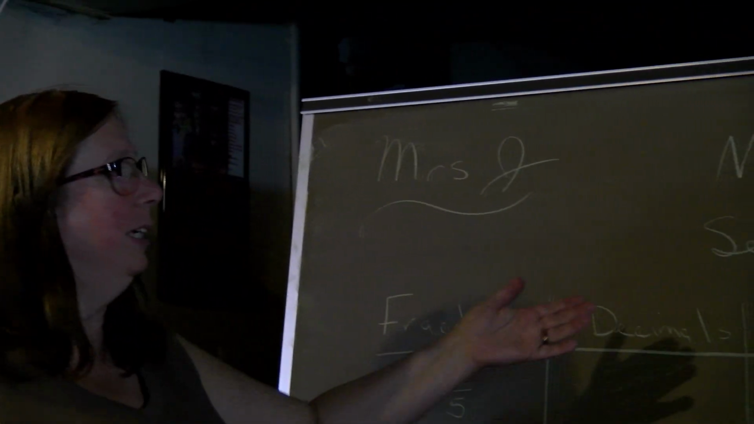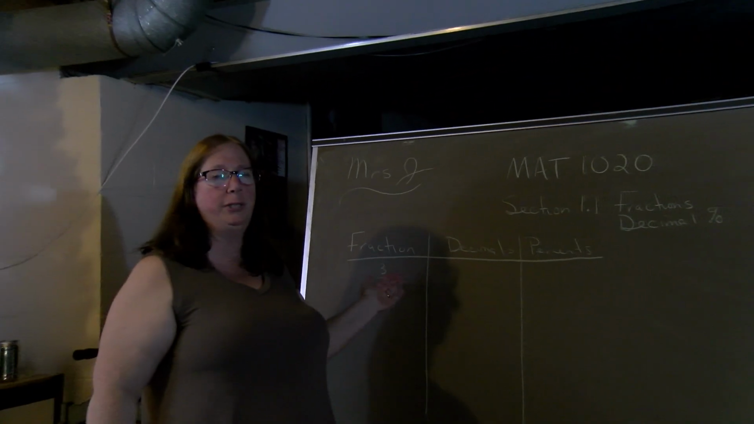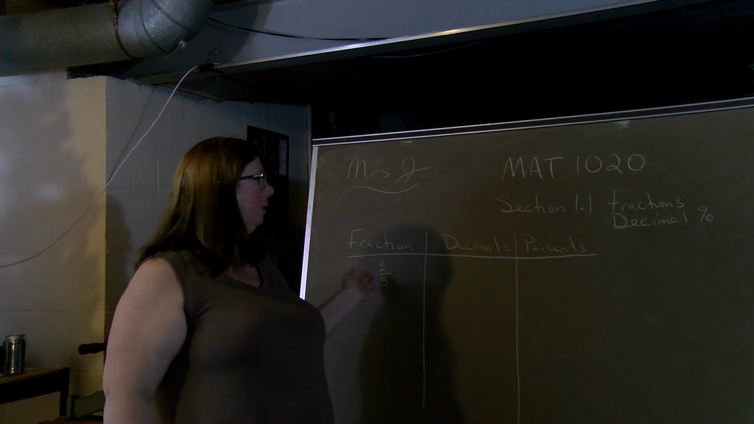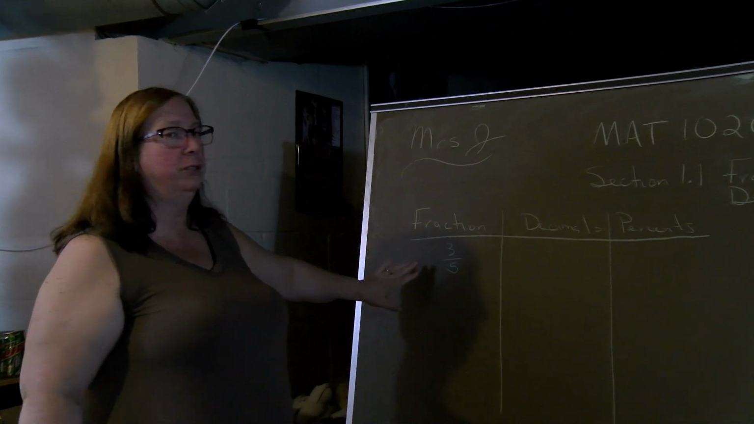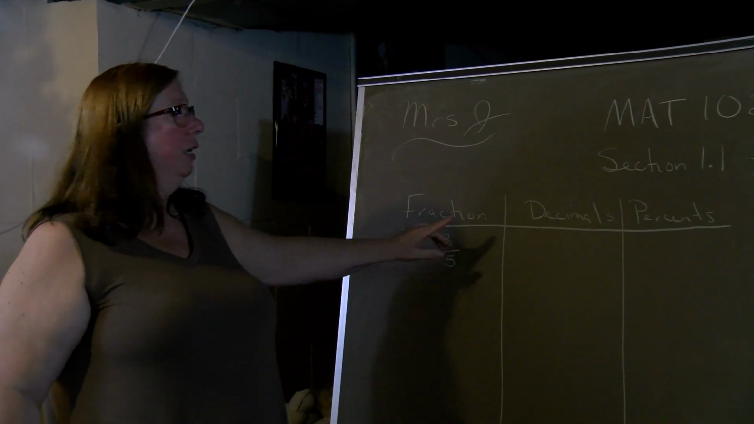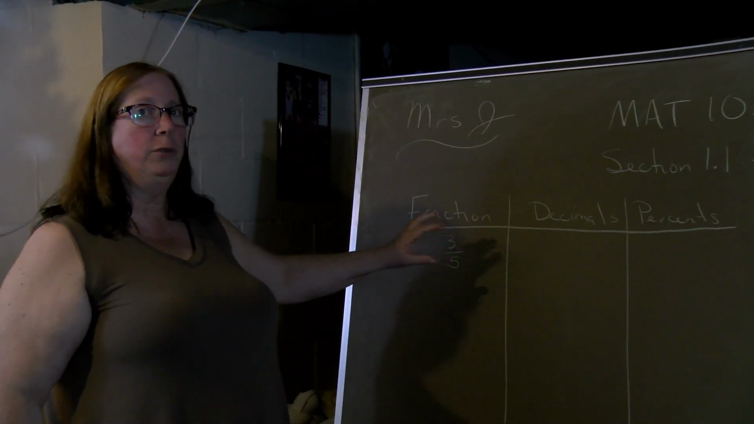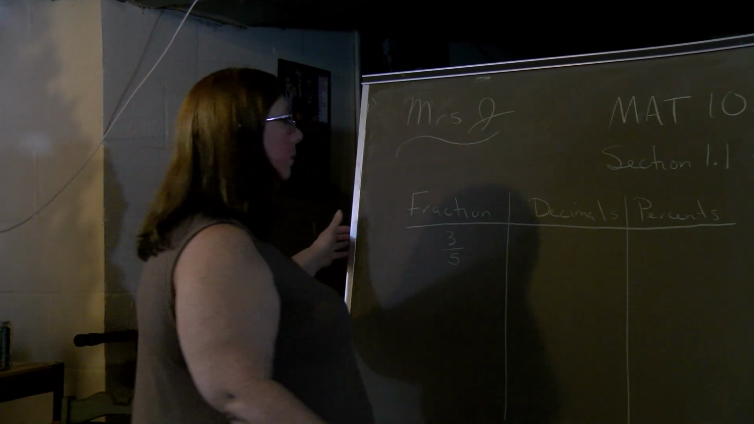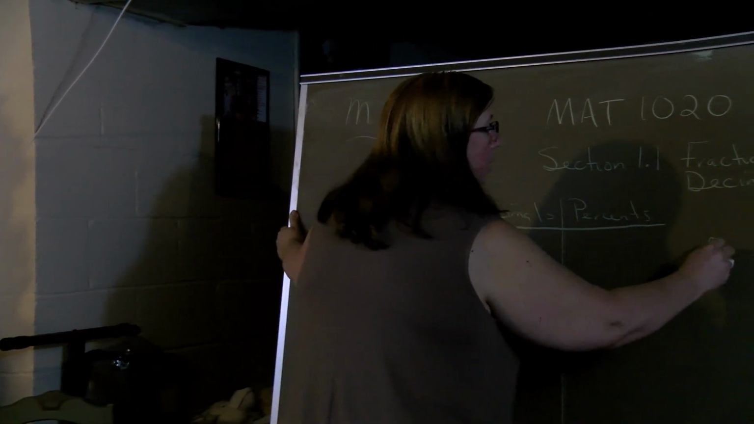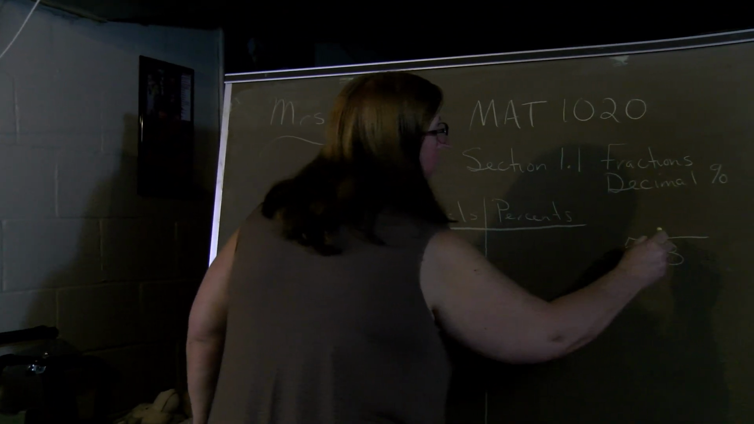Today we're going to look at fractions, decimals, and percents, switching back and forth. So I'm going to start with a fraction first. If you have a fraction and you want to get a decimal, you need to divide it. You need to take the top divided by the bottom. Remember, the denominator goes on the outside.